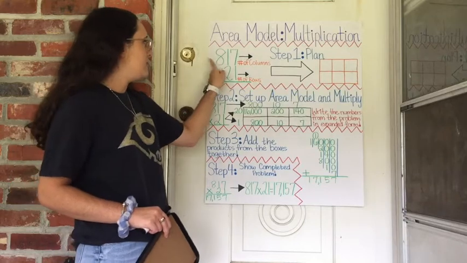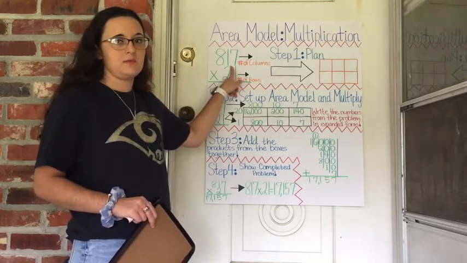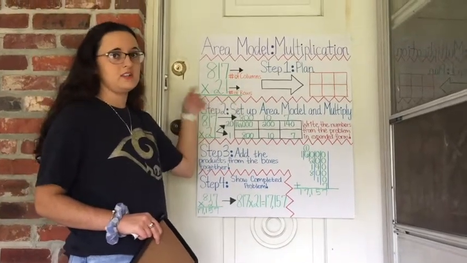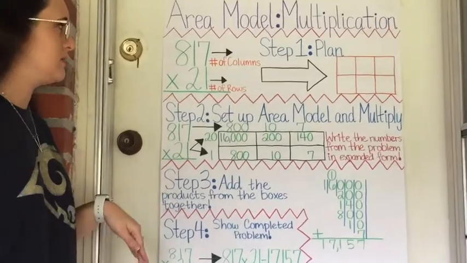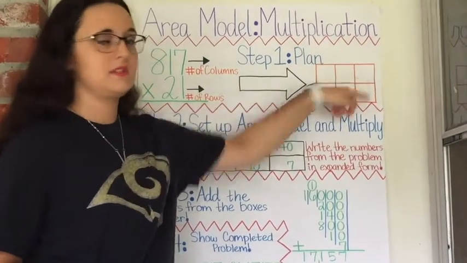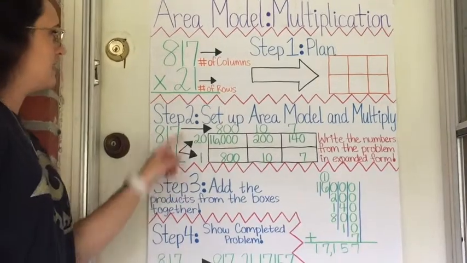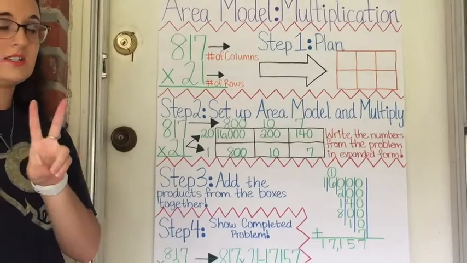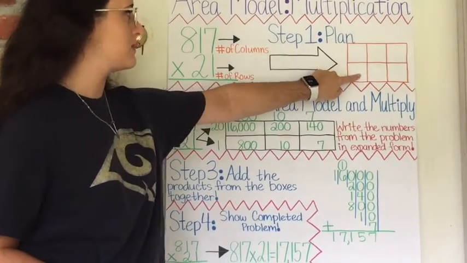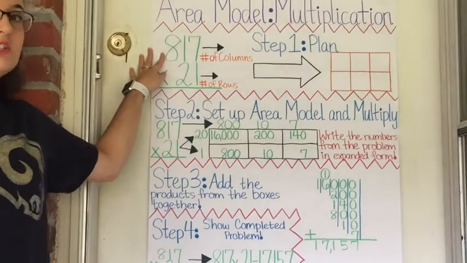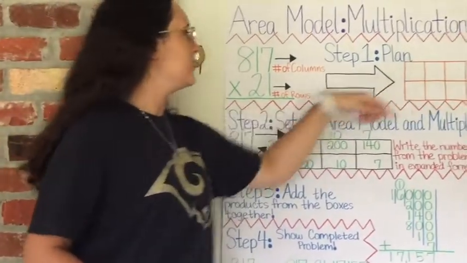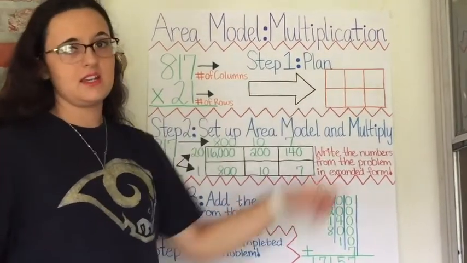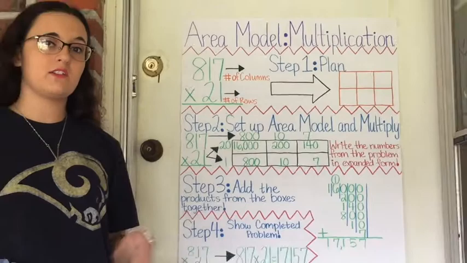Our bigger number, or our number on top with the most digits, is going to determine our number of columns. So 817 has 3 digits, which means we're going to have 3 columns in our little grid. And 21, our smaller number with fewer digits, has 2 digits, so we're going to have 2 rows. Your bigger number determines your number of columns, and your smaller number determines your number of rows. So we have a 2 by 3 grid where we're going to solve our problem.